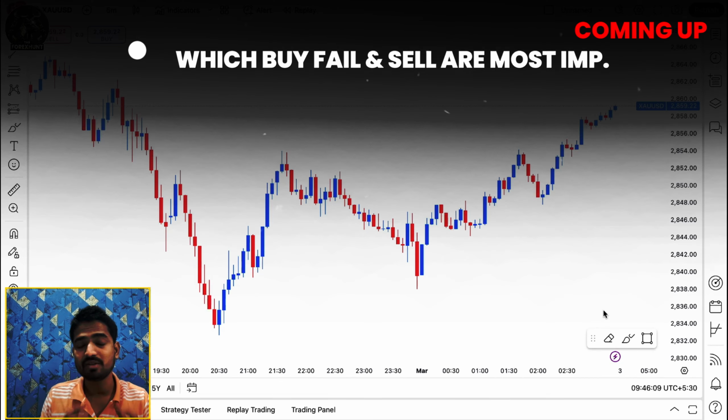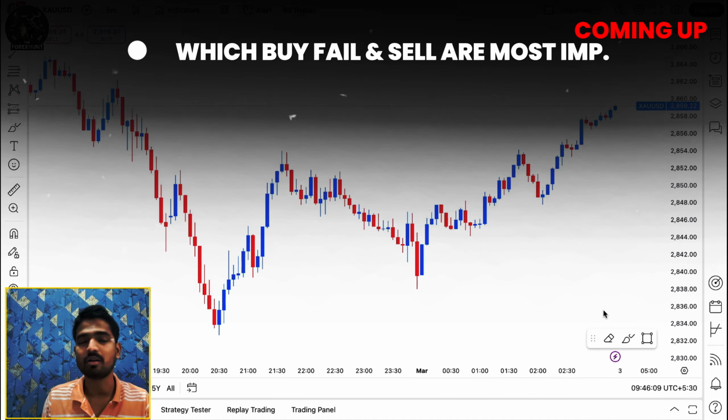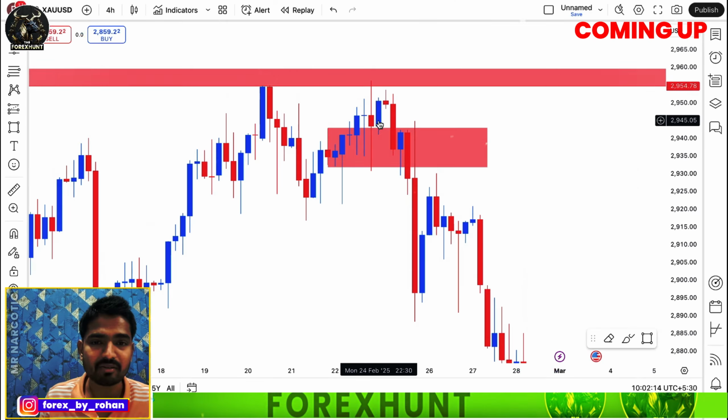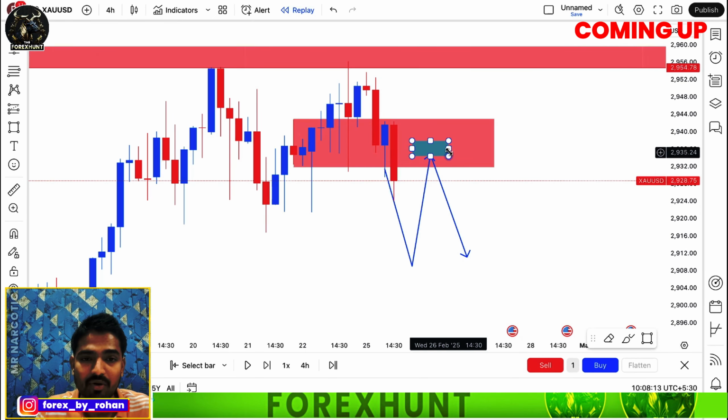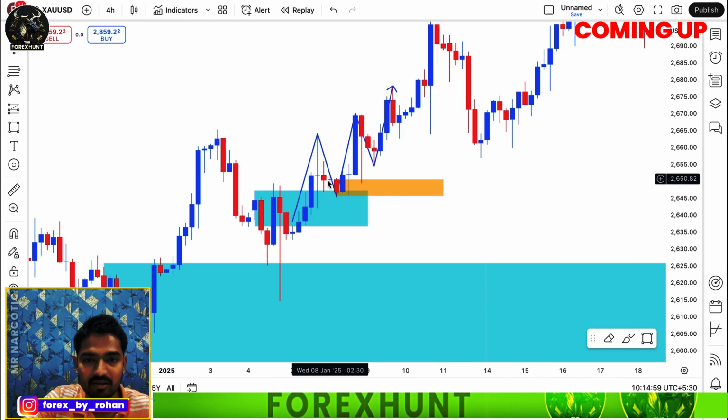And which buy fail and which sell fails are most important in marking the gold. This was not a buy, this is a buy, market broke, it became buy fail. Once it starts dropping, we will look for the confirmation entry here and let market enter the box. After entering the box, you can see the confirmation.